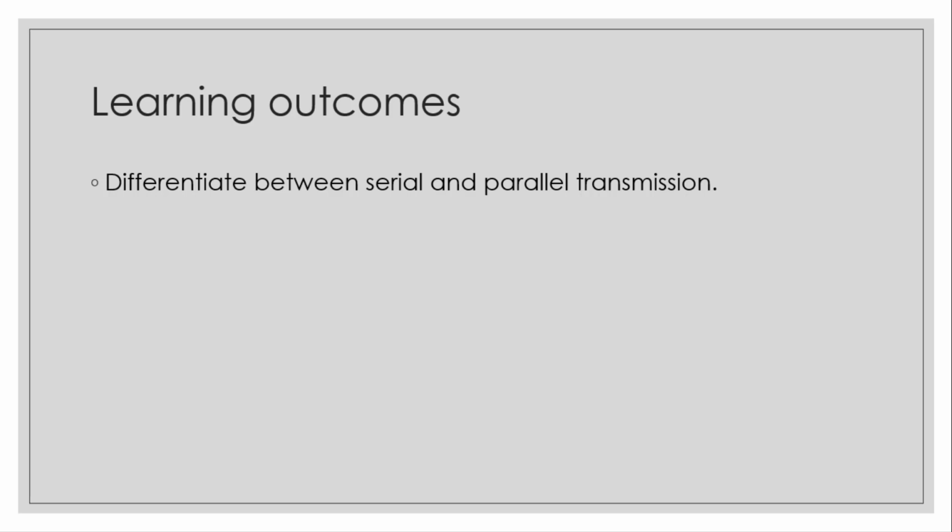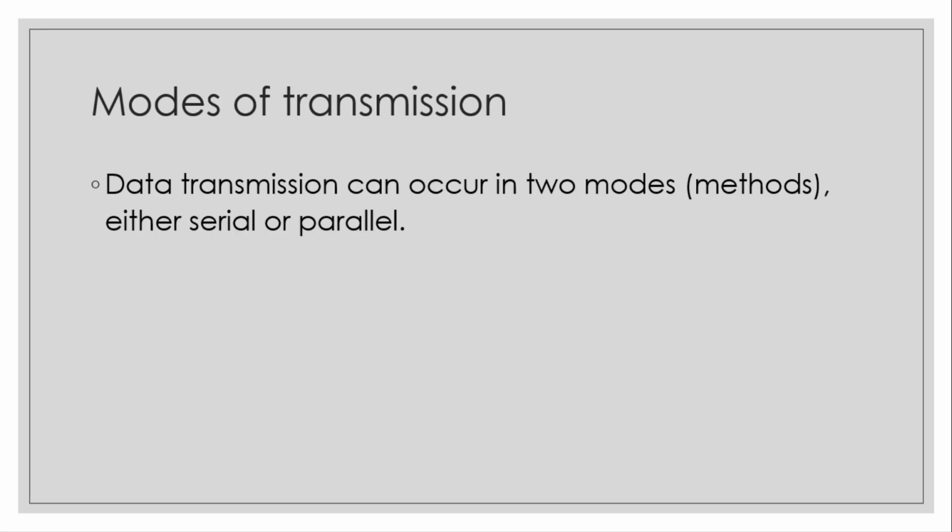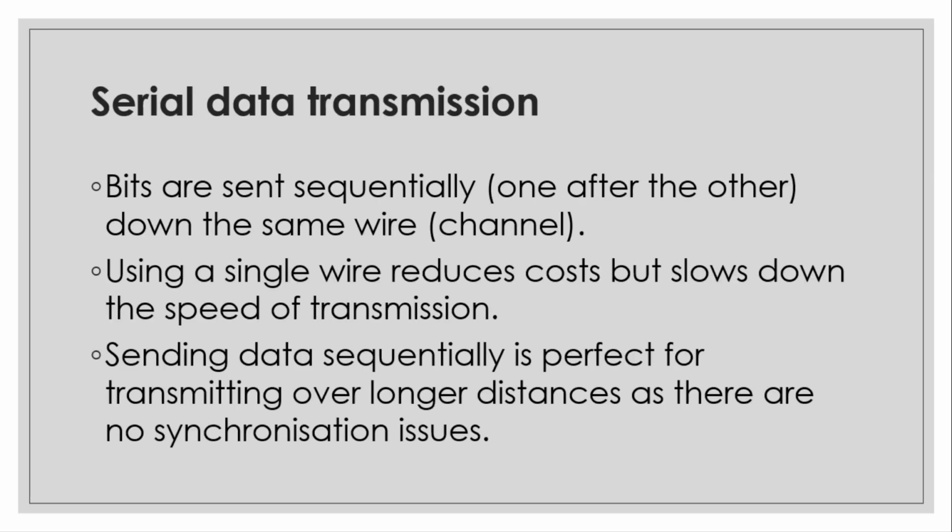So today we're going to look at two different methods of transmission, serial and parallel transmission. Understand that data transmission is about the movement of bits or information from computer to computer, or we can say from one electronic device to another. So modes of transmission can happen using either serial or parallel transmission.